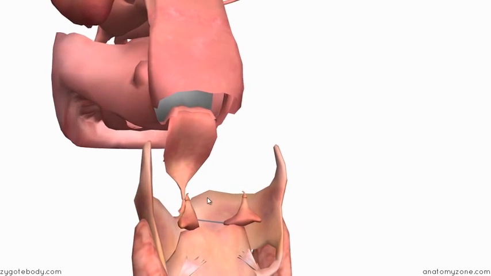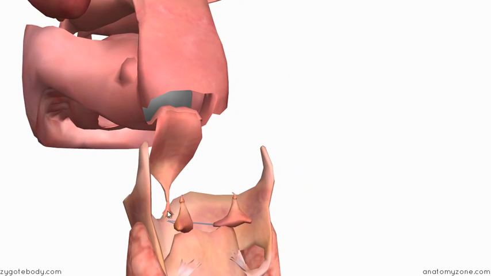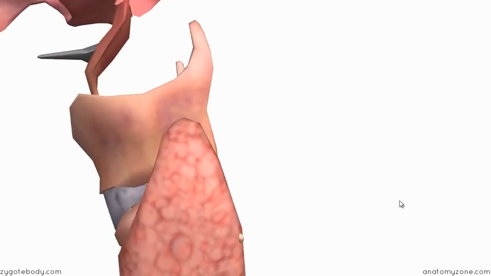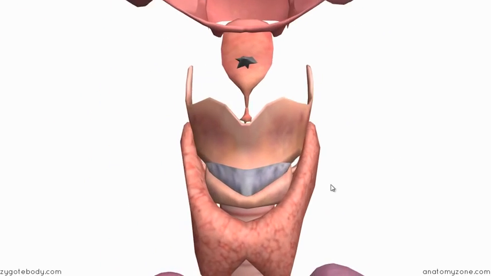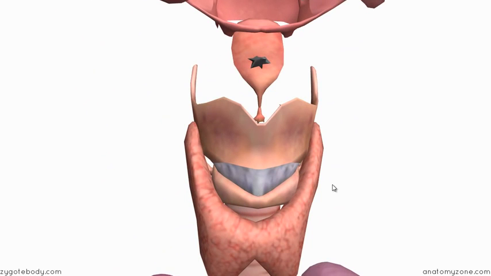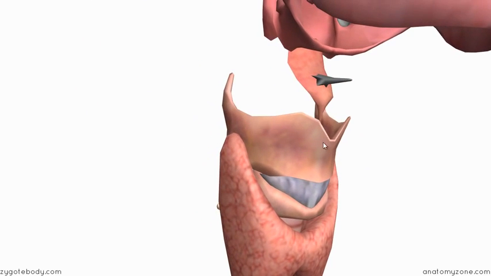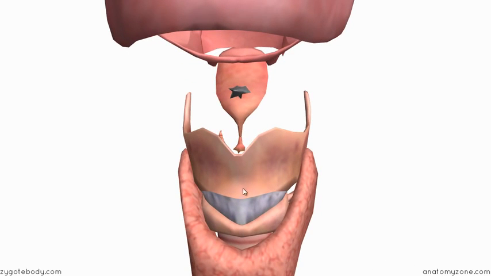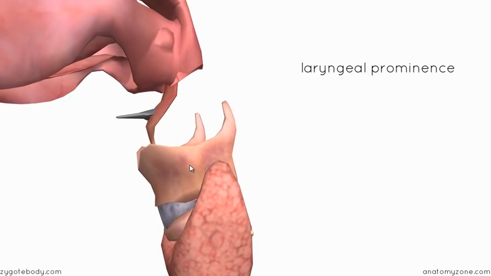So I've just brought the other structures back in, and you can see the ligament attaching the epiglottis to the thyroid cartilage. So next we'll just talk about the thyroid cartilage. So this is the largest cartilage. So it consists of these broad lamina on either side, which meet in the midline and form this prominence, which is known as the laryngeal prominence.